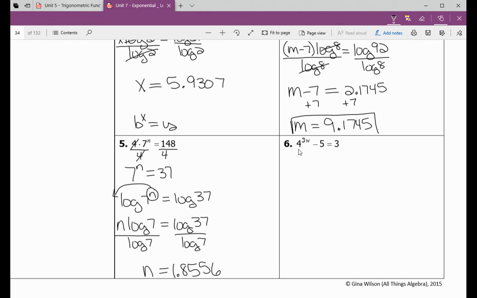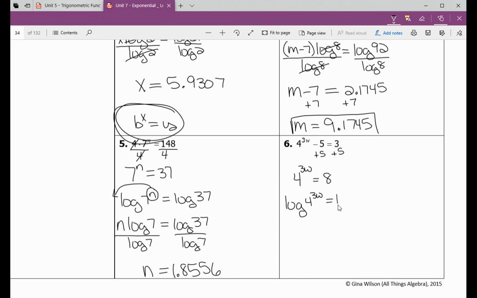What has to move in number 6? You're not ready to log both sides just yet because something's in the way. What do you need to move first before you can log both sides? The 5. So I'm going to add 5 to both sides. That gives me 4 to an exponent. I don't care what the exponent is as long as I've got a base to an exponent. And that gives me 8. 3 plus 5 is 8. Now it is set up in the proper format for you to logarithm both sides.